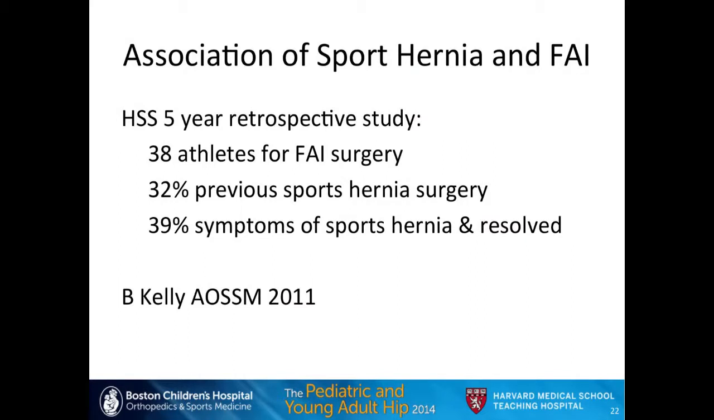And then at the University of Virginia, there was another study reported, I believe in the same year, that looked at a number of their athletes with sports hernias and found that about 80% of them had FAI. So you can see there's this big crossover of motion, and maybe the sports hernia is really due to an overdrive of motion right there.